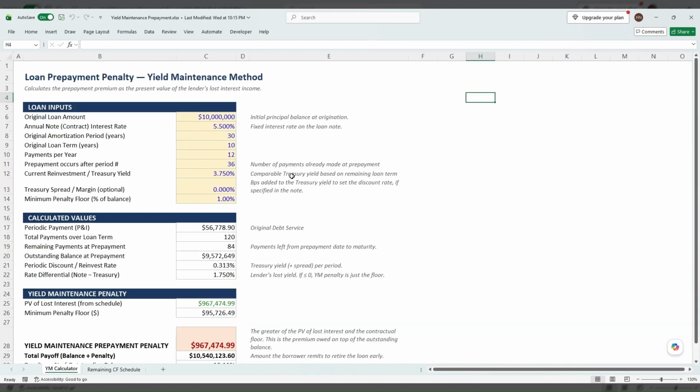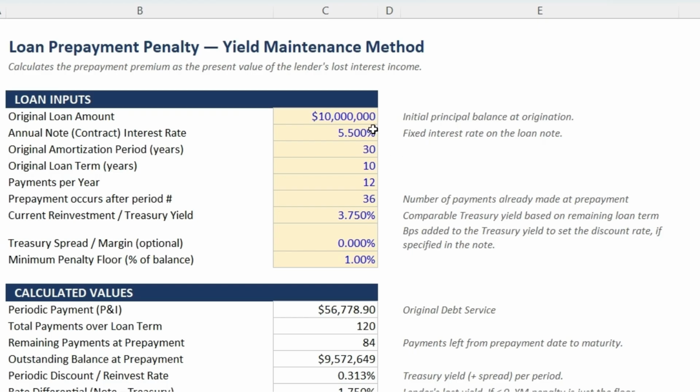On the first sheet, we need to enter the original loan amount and a few key details of the loan, including which month it is when the prepayment is occurring. In this example, the original loan term is 10 years and there are 12 payments every year, which means a monthly payment. I'm assuming that the prepayment is happening in 36 months, that is after 3 years.